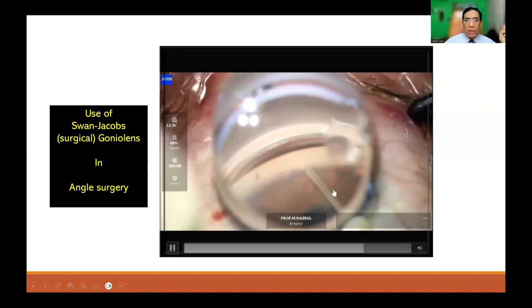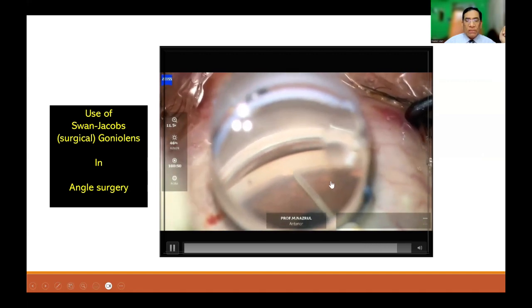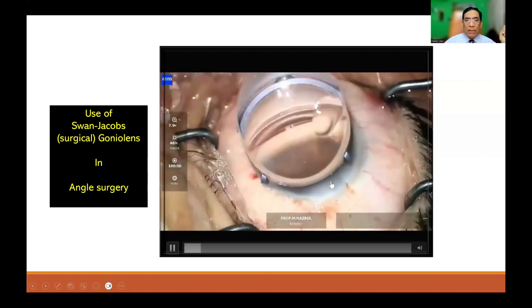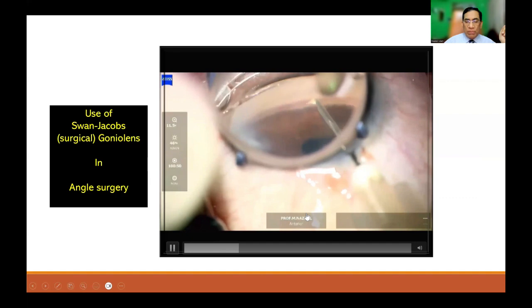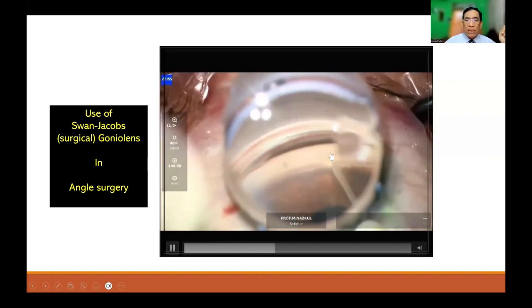You can see I'm doing a mixed surgery here, and you can see directly, very nicely. You see the angle here. This is the trabecular meshwork, this is the scleral part, and outer is the Schwalbe line. If you look here, the root of the iris, ciliary body band, then scleral spur, then trabecular meshwork, it is easy for you to do any surgery in the angle.